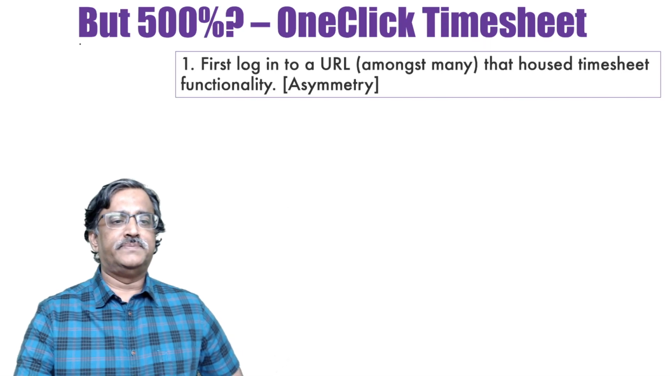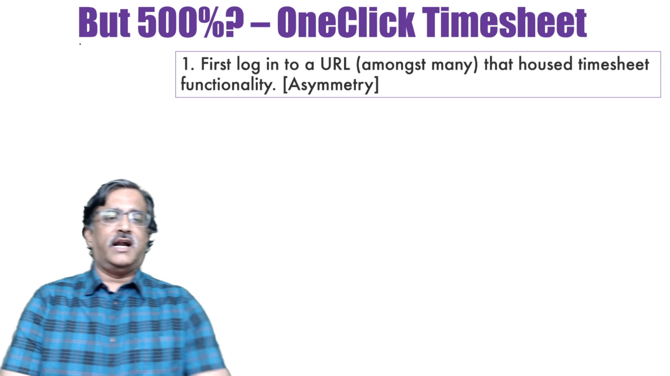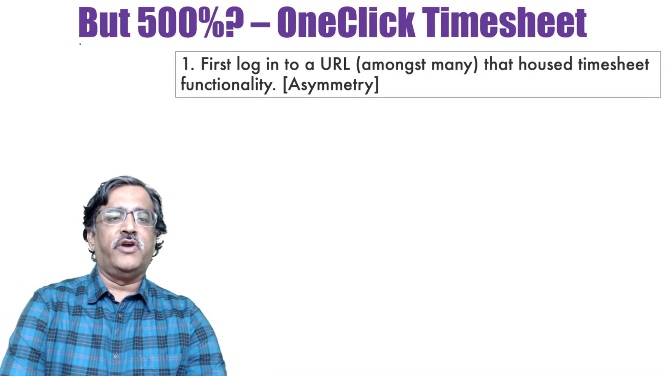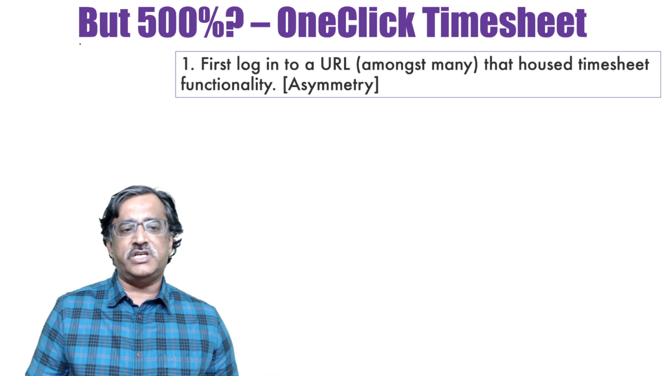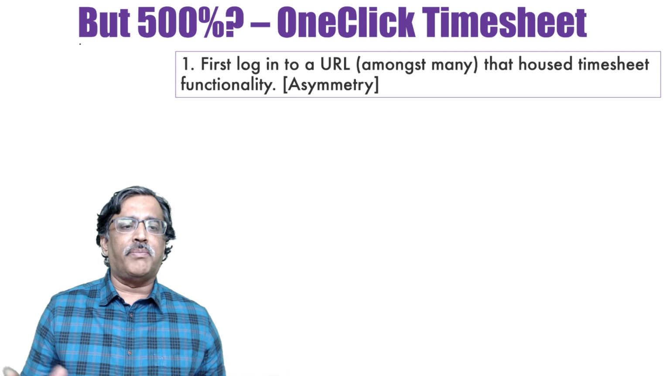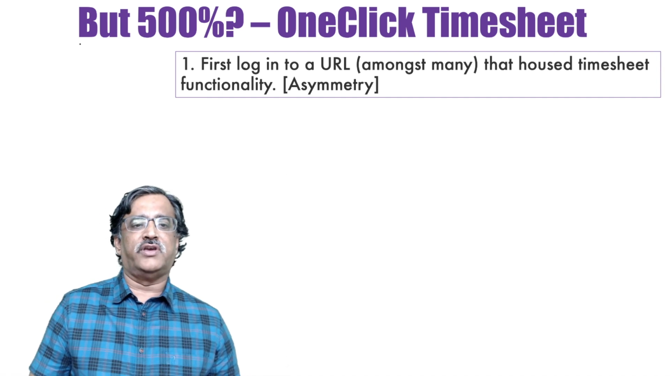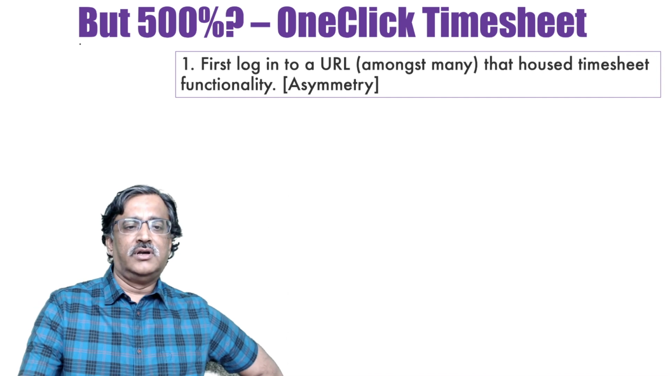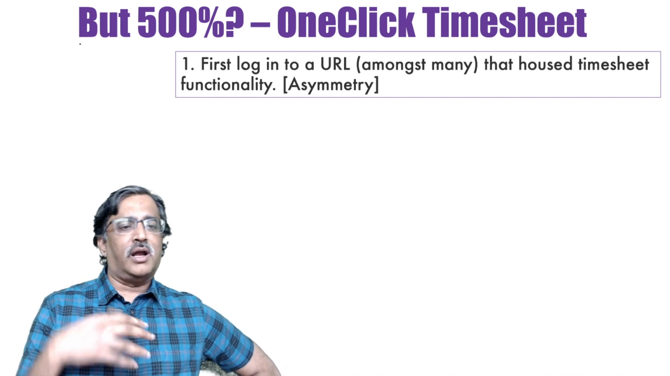Now, even though I had advocated for the 500% goal, I was myself not convinced whether we could do this. So we took the Timesheet, which was probably the number one most used application. All associates had to fill this every 15 days. Let me just walk you through how it worked. First, you had to go to a particular URL amongst the many.